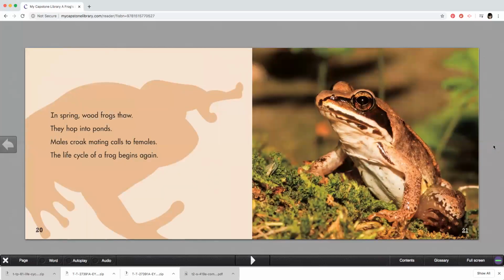In spring, wood frogs thaw. They hop into ponds. Males croak, mating calls to females. The life cycle of a frog begins again.